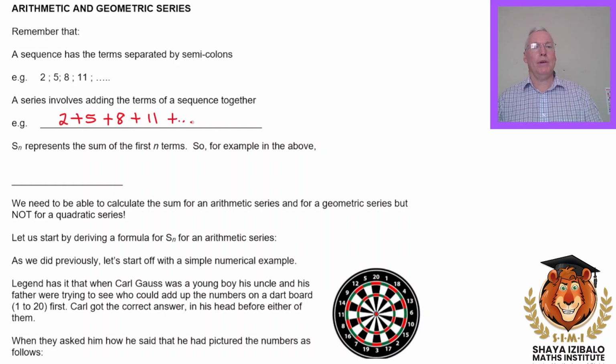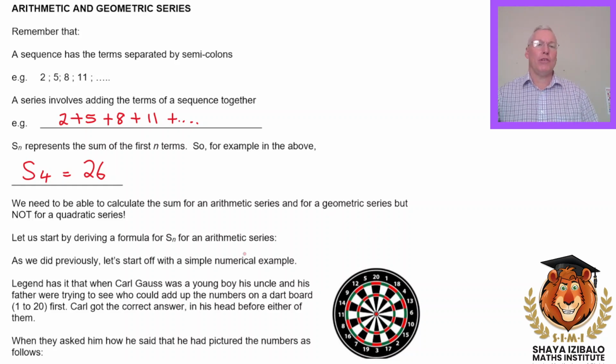Remember we use Tn to represent the term. Well, not surprisingly, we use Sn to represent the sum. So for example, in this one, S4, the sum of four terms, 7, 15, 26. S4 would be 26. It's the sum of the first four terms. Now, we need to be able to calculate the sum for arithmetic series and for geometric series. We don't need to be able to work out the sum of a quadratic series.